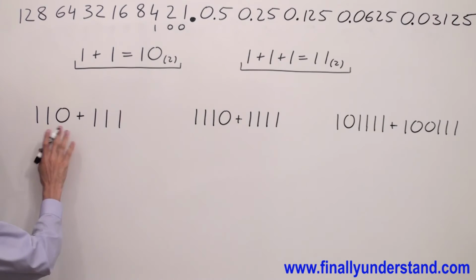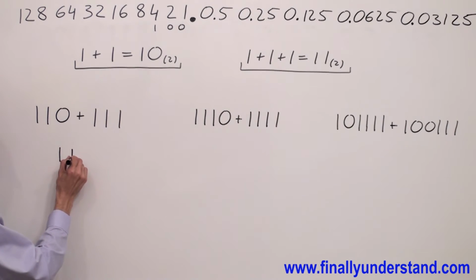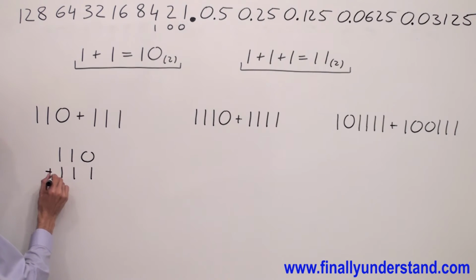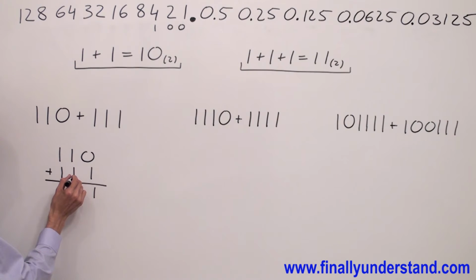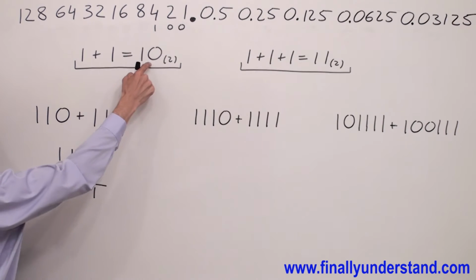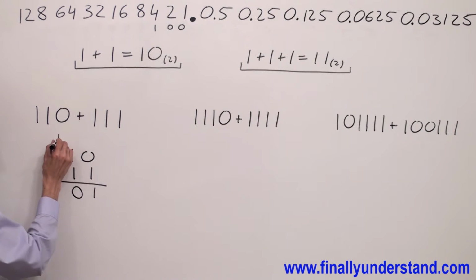Let's add the following binary numbers. First, what we're supposed to do is rewrite this problem. And we are going to have 1, 1, 0, and I have 1, 1, 1, plus. 0 plus 1 is equal to 1. 1 plus 1 is equal to 2. That's why I'm going to write 0 and carry of 1.